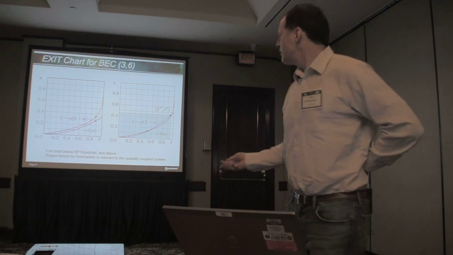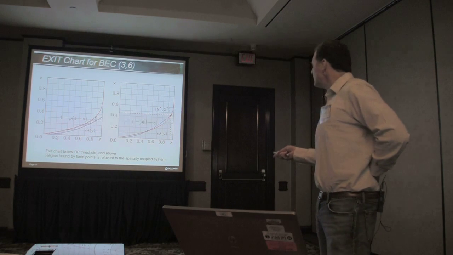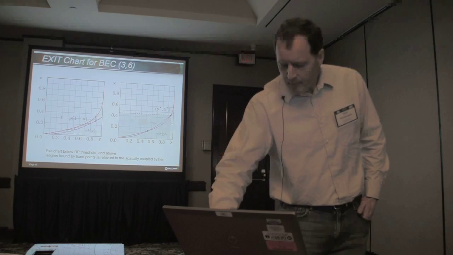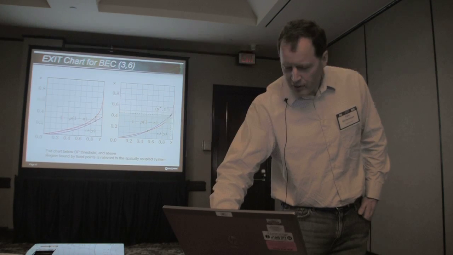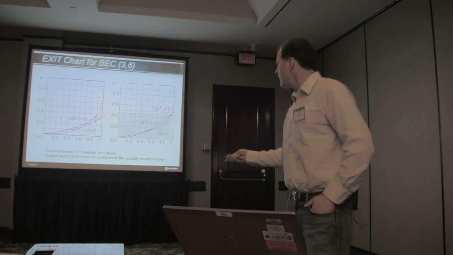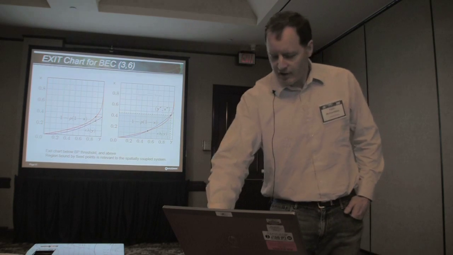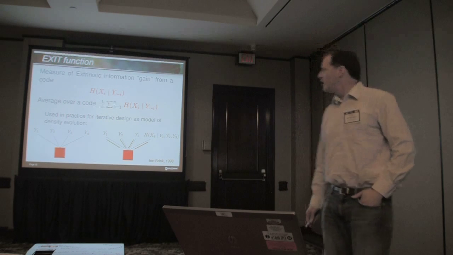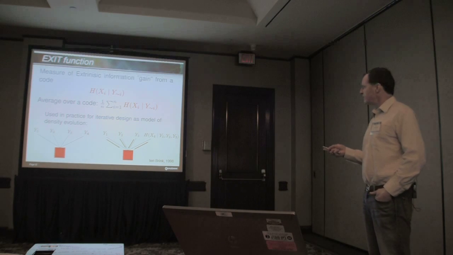Now this is a 1D example, and I'm going to use some sort of 1D pictures like this to help explain what's going on. But in the more general case, we're looking at not real value functions, but density valued functions. Okay. So I want to describe quickly the exit function.